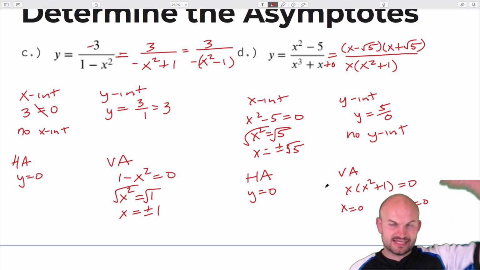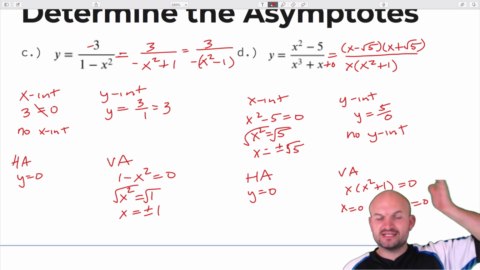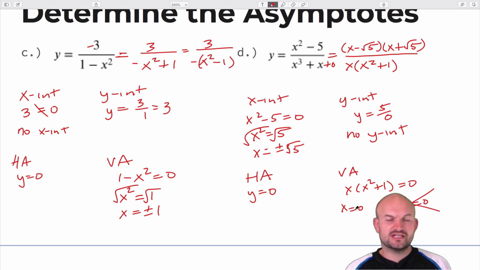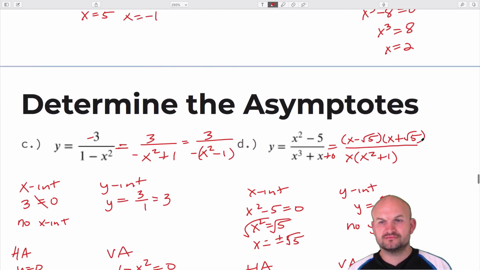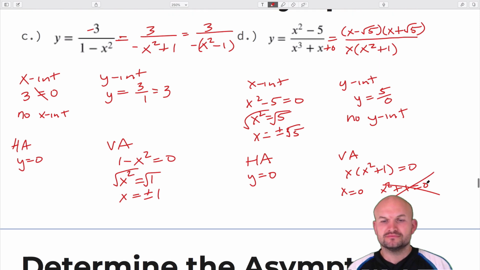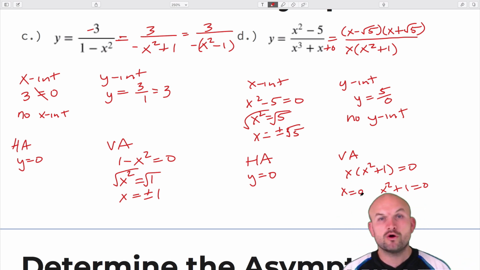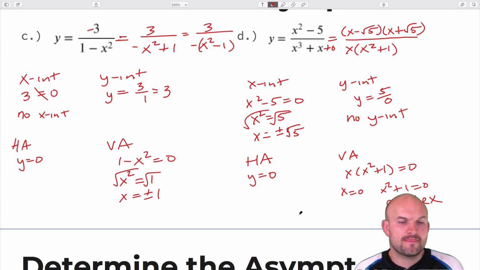Well, like in the last example that we worked, x squared plus 1 is going to give us complex solutions. So my only vertical asymptote is going to be at x is equal to 0. So x equals 0 is going to be my only vertical asymptote. The others are going to be complex. So there are not going to be any real asymptotes.